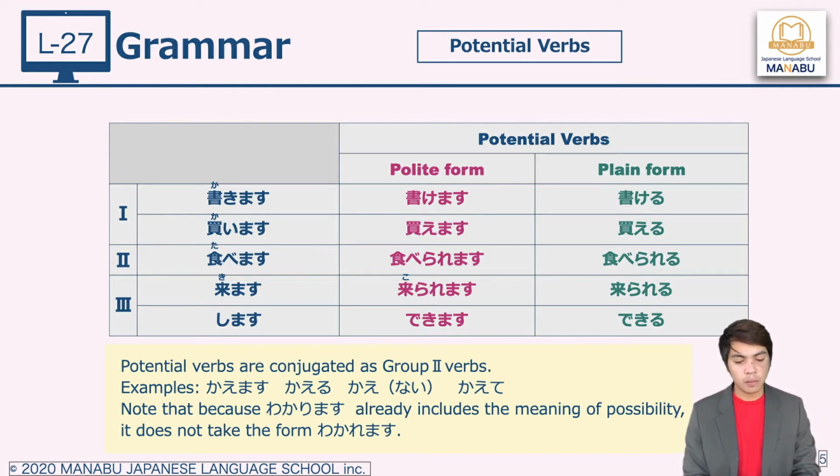So note that wakarimasu already includes the meaning of possibility. So it is a state that you can understand. So wakarimasu means to understand or can understand. So once again, potential verbs mean can-do verbs, and wakarimasu already means can understand. So you cannot conjugate the verb wakarimasu to a potential form because it's already a verb that means a possibility. It does not take the form wakaremasu.